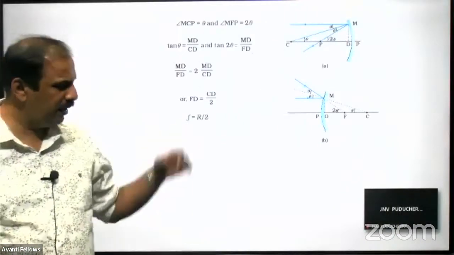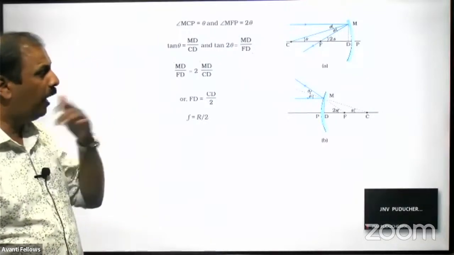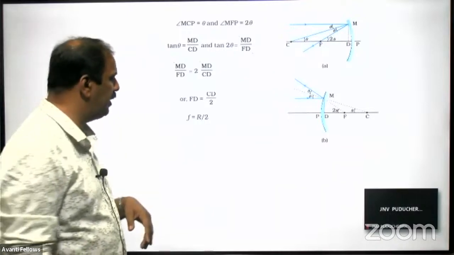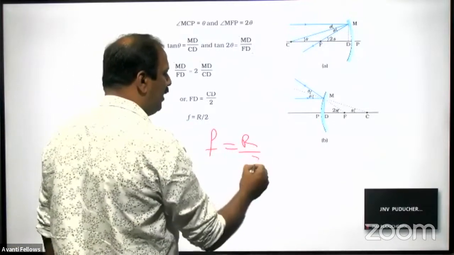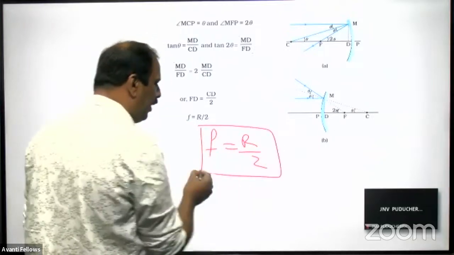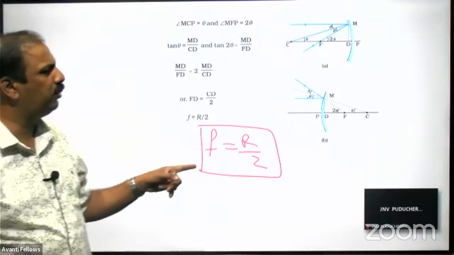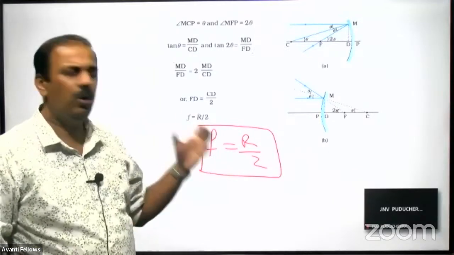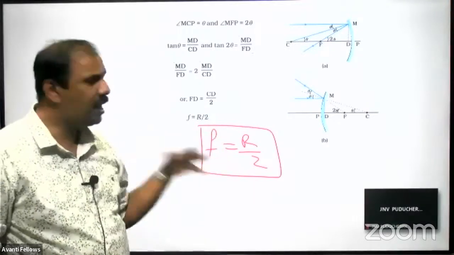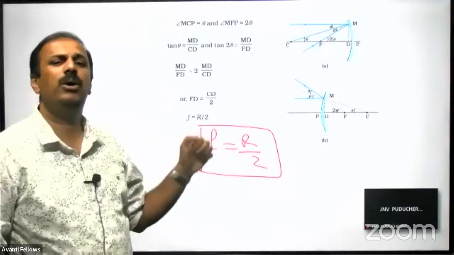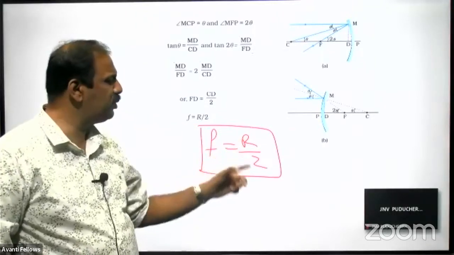Now, this is one important thing that we studied in 10th standard also. That is, focal length is equal to R by 2. One important thing you have to remember: this focal length equal to R by 2 is applicable for concave mirror and convex mirror. It is applicable only for mirrors. It is not applicable for lenses. In the case of a lens, the focal length is not R by 2.